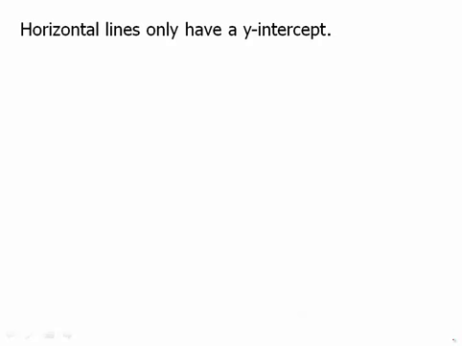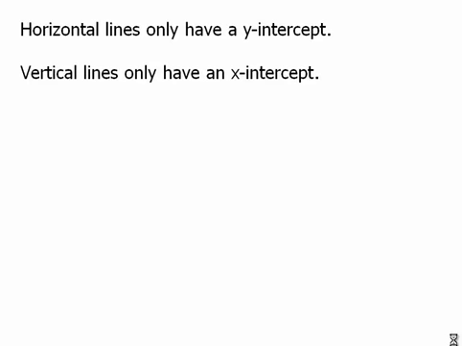Well, first of all, horizontal lines have only a y-intercept. They don't intersect the x-axis because they're parallel to it. Similarly, vertical lines only have an x-intercept. They don't intersect the y-axis because they're parallel to it.